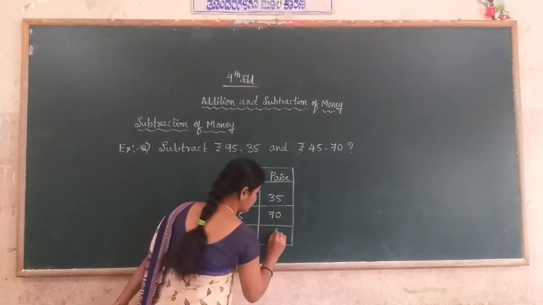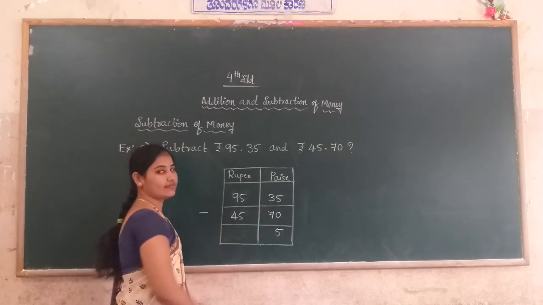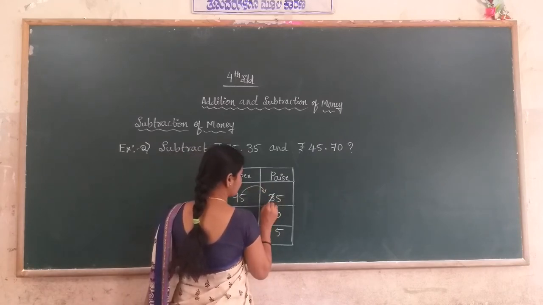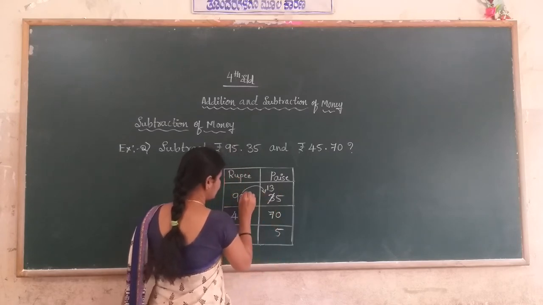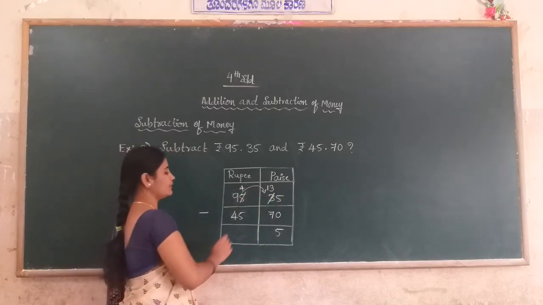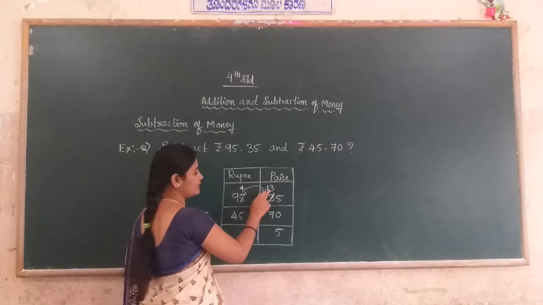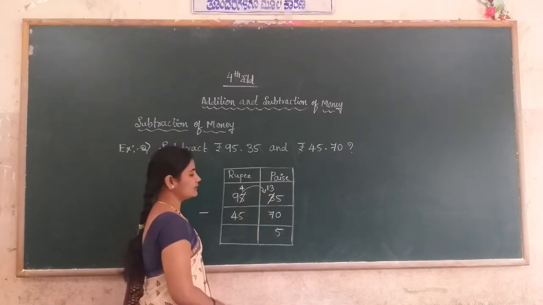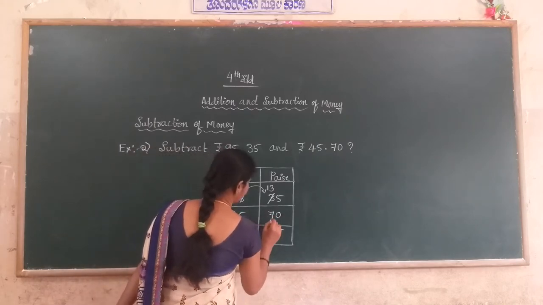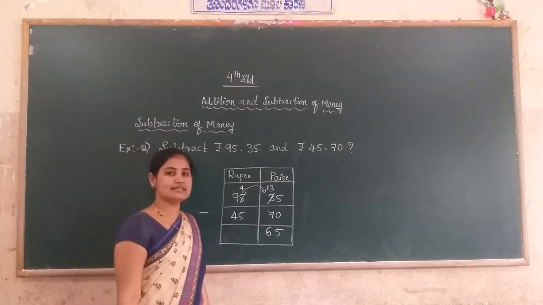5 minus 0, 5. 3 minus 7 is possible? It is not possible because 3 is less than 7. Therefore, you take a borrow from the rupee. Okay? So, this becomes 30. It will be 4 because the 1 is borrowed from the rupee place. Okay? You take a borrow from the 5. One number is just 4, the 3 becomes 13. Okay, 13 minus 7 is 6.